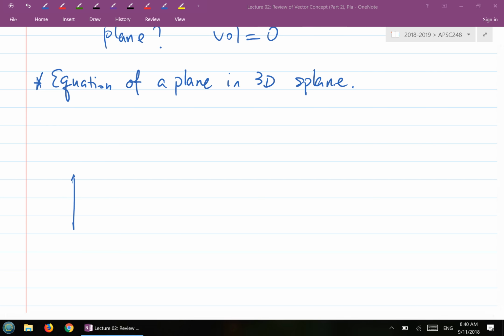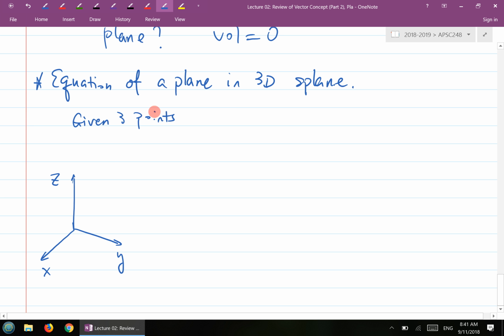So let's form a plane first. I'm going to place the plane in 3D, right? Now, to make it a little bit simpler, let's give some information. Suppose I have 3 points given in 3D space. So let's say the first point is P1, the second point is P2, and the third point is P3.